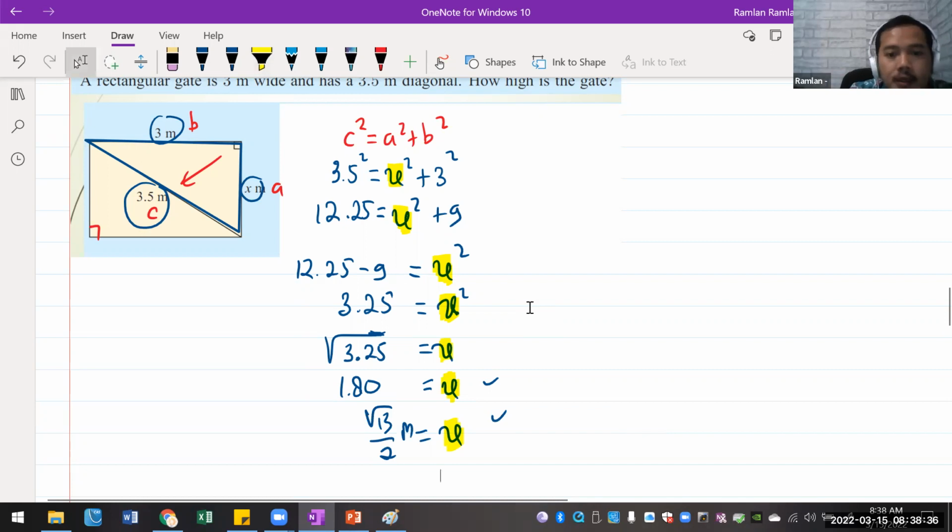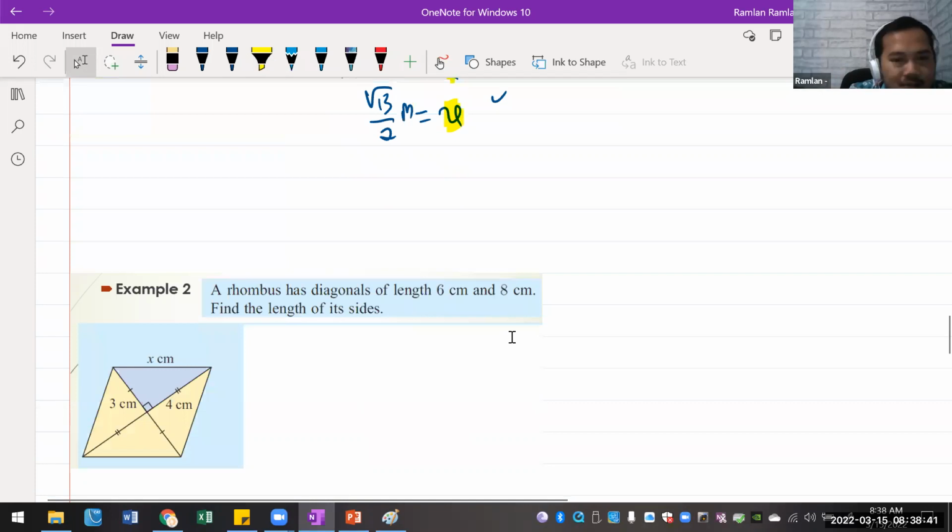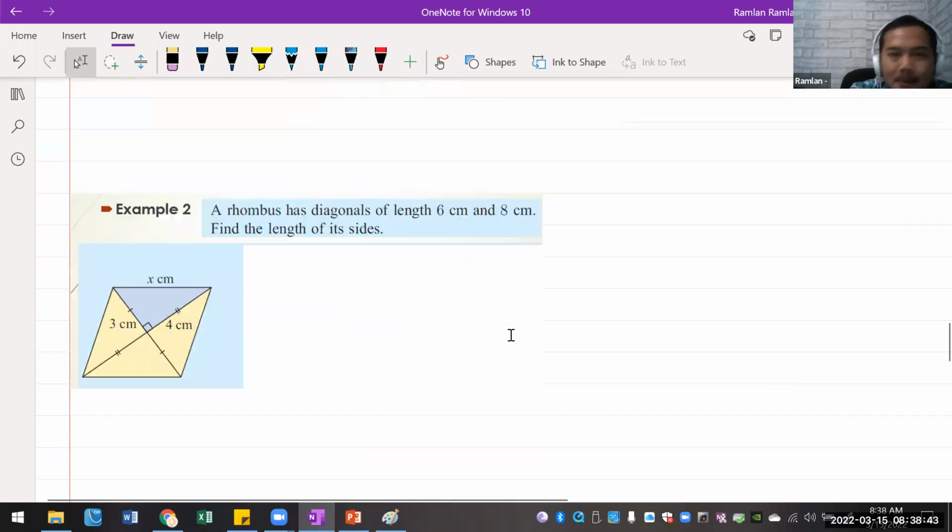Here we go. Wait, my computer is also lagging. My internet is lagging. My computer is lagging. What a perfect day.